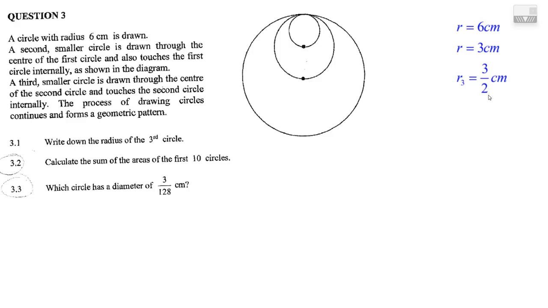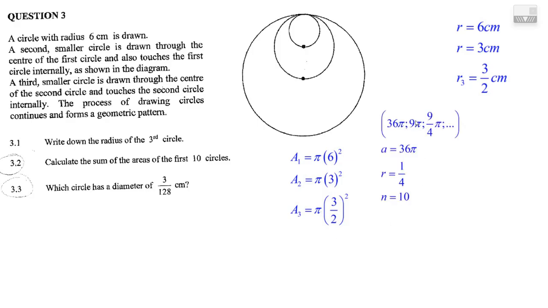That means the third circle must have a radius of 3/2 centimeters. Let's calculate the sum of the areas of the circles. Well, we've got the radiuses, but to get the areas, we have to go pi r squared. Pi times 6 squared, pi times 3 squared, pi times 3/2 squared. We get 36 pi, 9 pi, 9/4 pi.